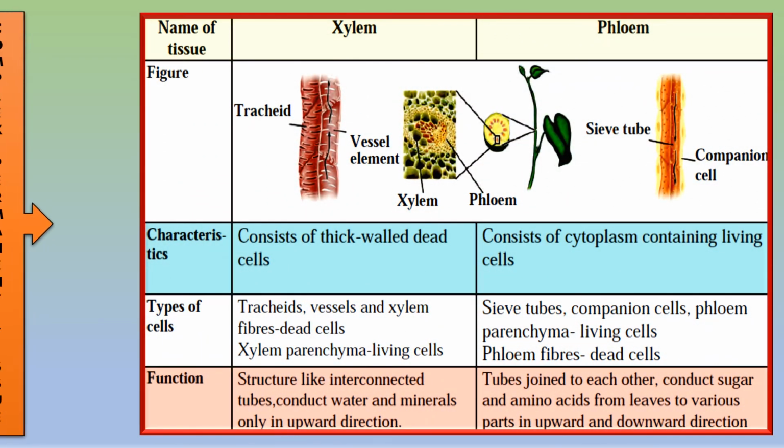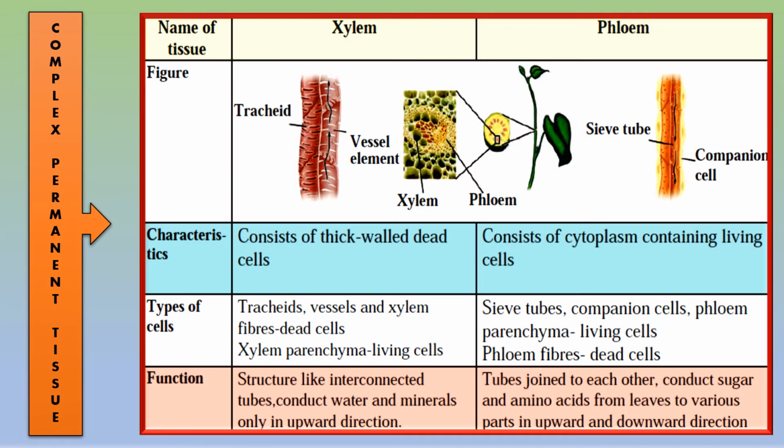We now move on to complex permanent tissue in plants, which are of two types, xylem and phloem. Xylem consists of thick-walled dead cells, whereas phloem consists of cytoplasm-containing living cells. Now, the dead cells in xylem are tracheids, vessels and xylem fibers, and they have a few living cells called xylem parenchyma, whereas the phloem has sieve tubes, companion cells and phloem parenchyma, which are the living cells, and phloem fibers, a few of them, which are dead cells.